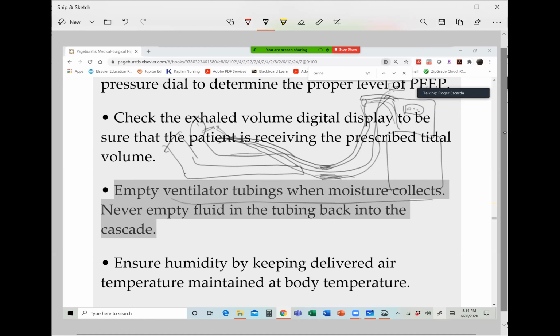When moisture collects, never empty it back into the cascade, meaning don't put it back here. Or worse, don't put it into the patient, because the patient will aspirate. So what you do is just disconnect it for 1 to 2 seconds and then drain this into a container. Just get rid of that and then put it back. So do not empty it back here.